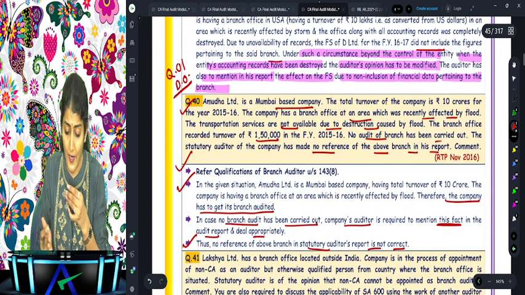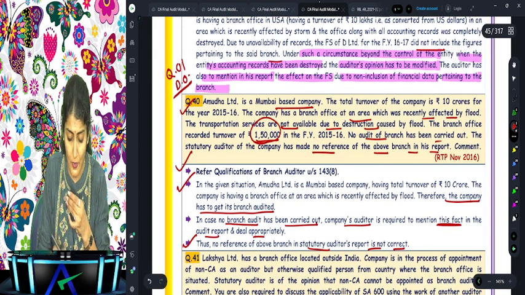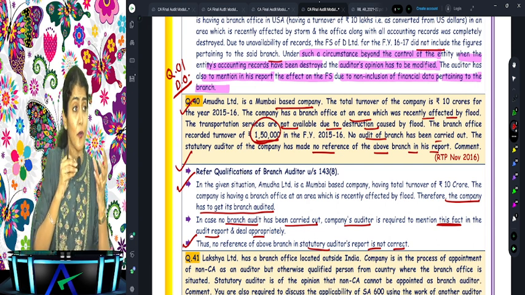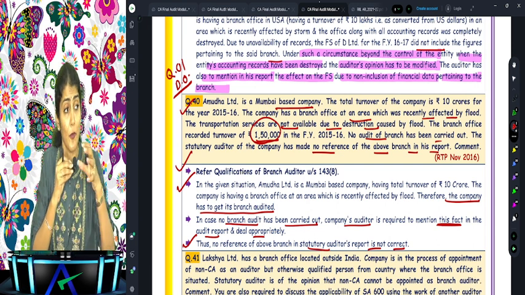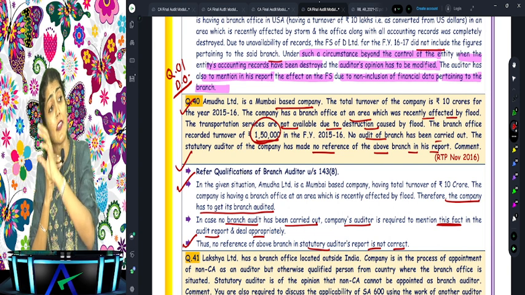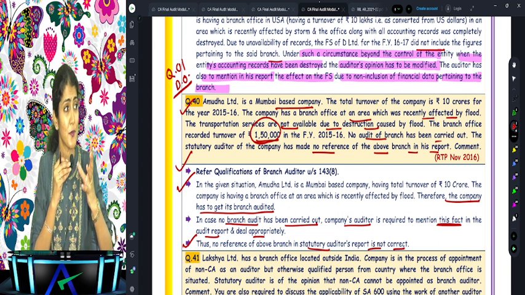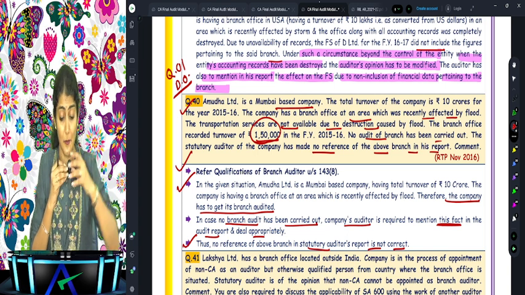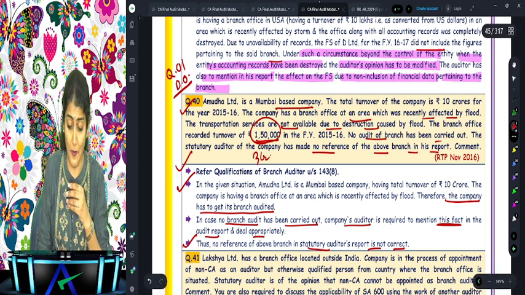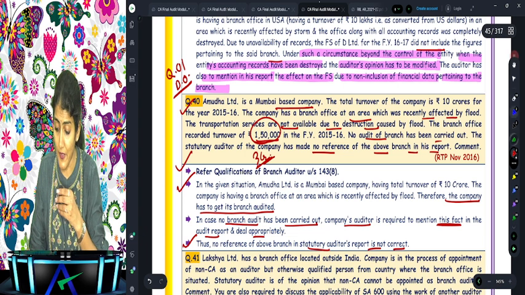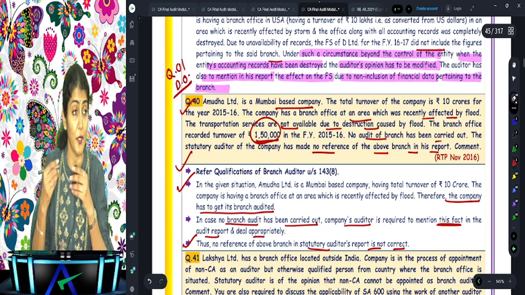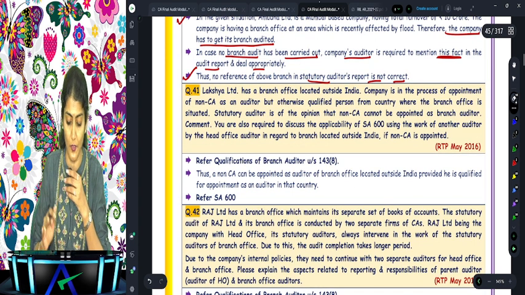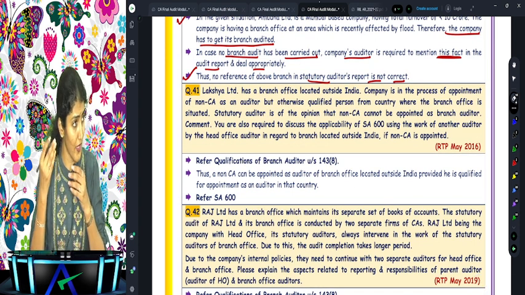Now you're looking at the question, it looks like the branch is not material. You understand, because turnover is 10 crore and that branch turnover is only 1,50,000. So maybe you can just mention about it in the other matter paragraph, that one of the branch which is not material has not been audited. But had it been a material branch, like, say the turnover of that branch was 3 crore, then it could have led to a modification to the audit opinion. Are you able to follow what I say?